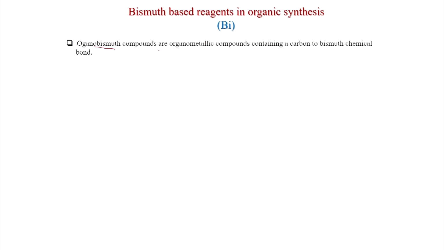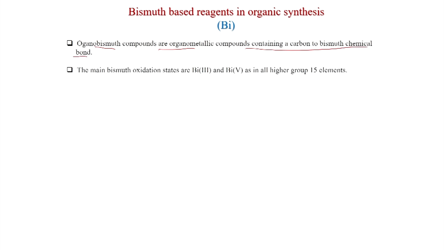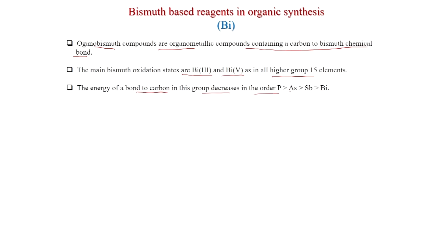Organobismuth compounds are organometallic compounds containing a carbon to bismuth chemical bond. The main bismuth oxidation states are bismuth +3 and +5, as in all higher group 15 elements. The energy of a bond to carbon in this group decreases in the order phosphorus higher than arsenic, then antimony, then bismuth, because bismuth is large in size. So, the bismuth carbon bond must be weak.